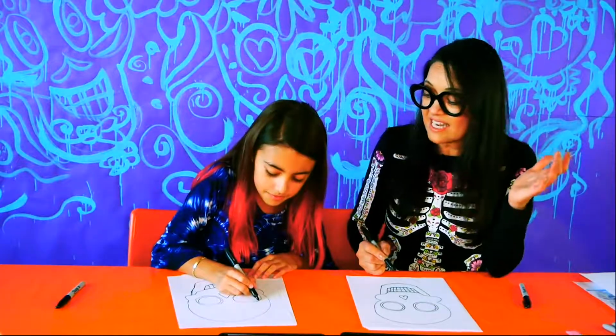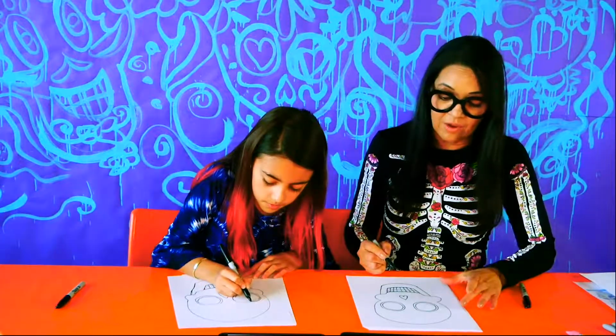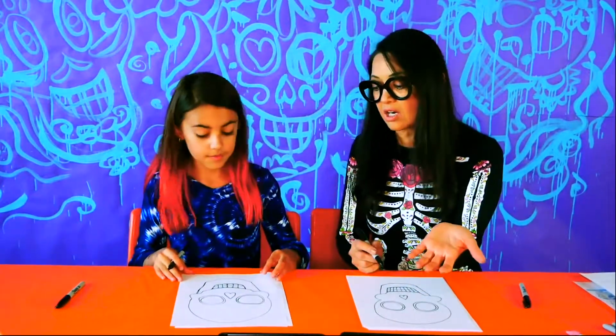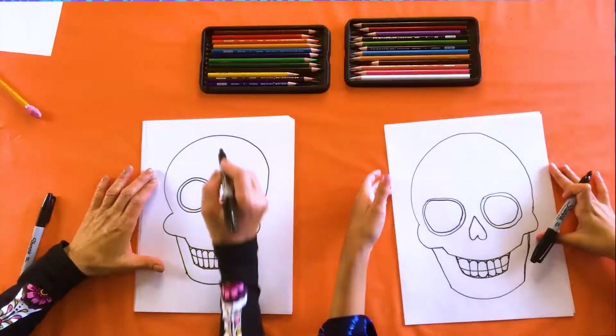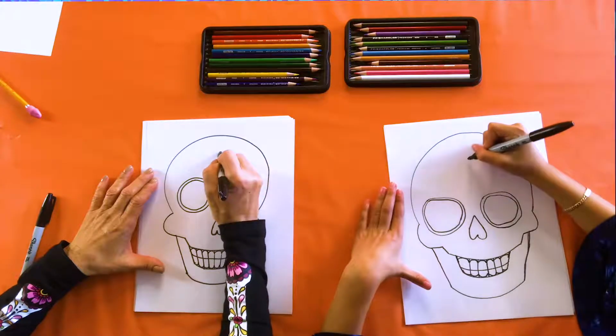Now it's time to decorate the skull. So some of the things that we'll see a lot will be like flowers. So I'm going to put a flower on my forehead. You can put a heart, a flower, a cross, or something on the forehead. So I'm going to put a flower. I'm going to put like a rose.